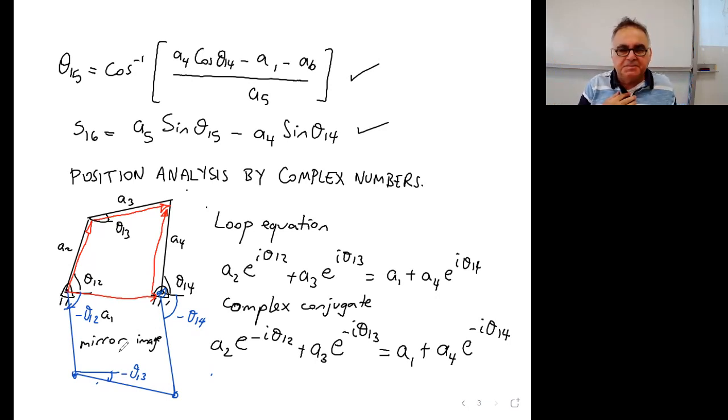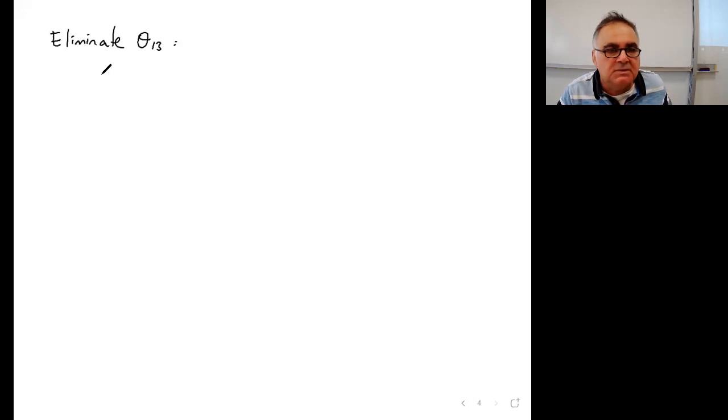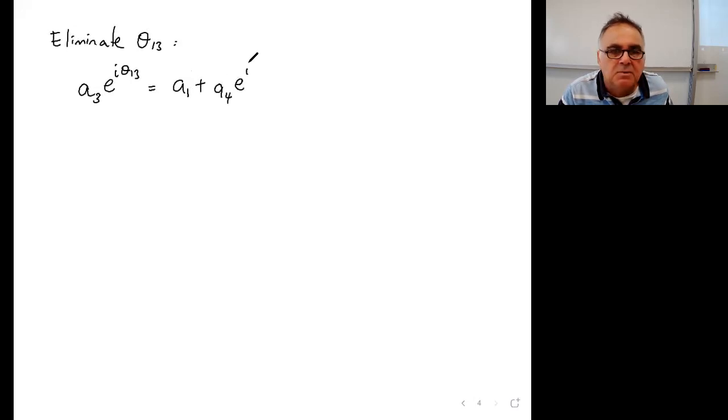What we want to do is solve for theta 1,3 and theta 1,4. From these equations, I can eliminate theta 1,3. How do I do this? Let me do it on another page. Eliminate, let's say, theta 1,3. The way we do it is we leave the A3 e to the I theta 1,3 term alone. So it becomes A1 plus A4 e to the I theta 1,4 minus A2 e to the I theta 1,2. And also you have A3 e to the minus I theta 1,3 from the complex conjugate.